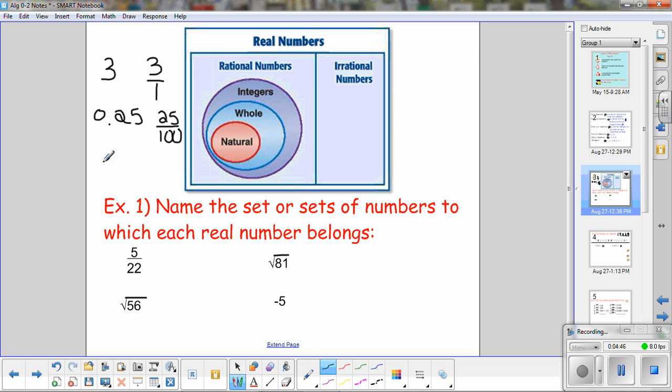Now if I took something like this, 0.3 repeating can be written as a fraction. 0.3 repeating is the same thing as 1/3. Since I can write it as a fraction, it is a rational number. However, it is not a natural, a whole, or an integer. So I would just say rational number and a real number.